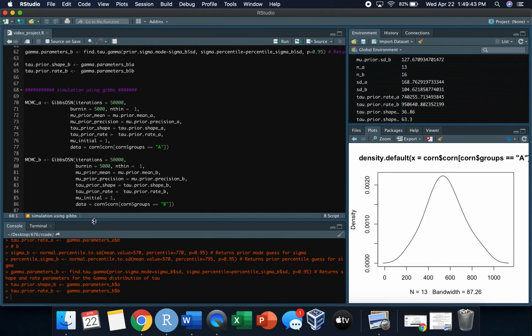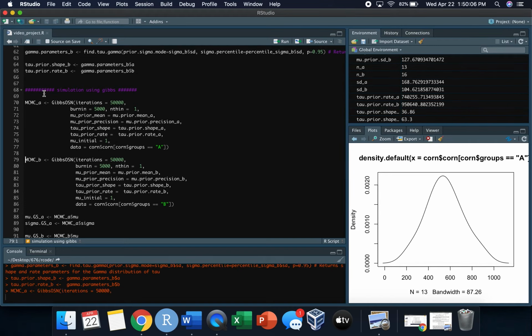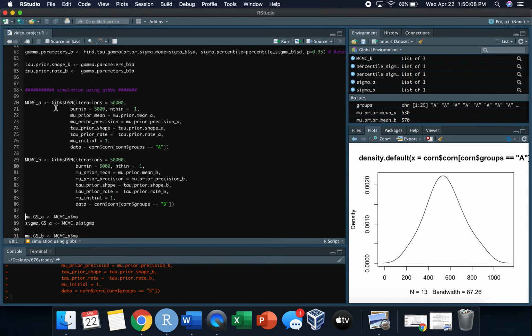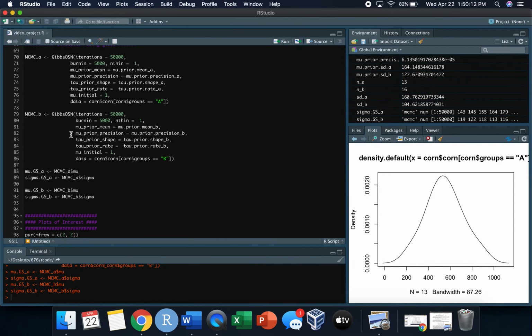Okay, so now is where we get into the simulation using the Gibbs Sampler. So this is a custom function that will take in the number of iterations, the burn-in, and how many you want to skip at each time. Then it'll take the priors, and then you'll provide an initial value. This is just, you know, any initial value, like I said before, and then you provide the data. So now we'll have a simulation of the posterior for both group A and group B.